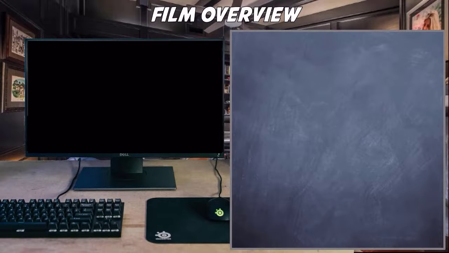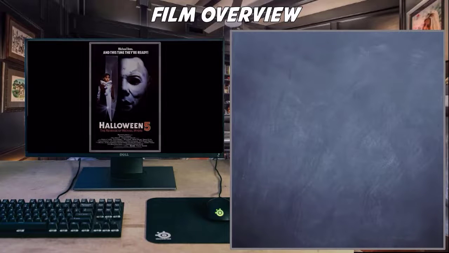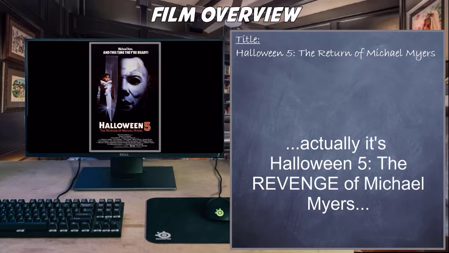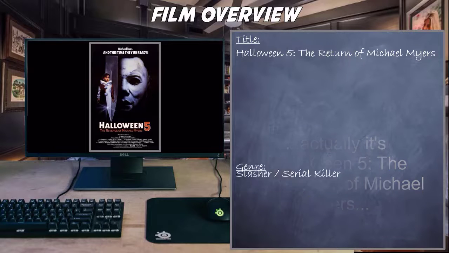Let's talk about our second featured film review for the evening. We are going to talk about this film. It is called Halloween 5, The Return of Michael Myers. Yet again, putting Michael Myers' name in the title of the film for those who were confused by Halloween 3.